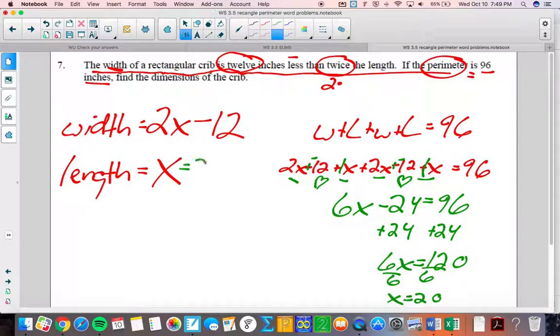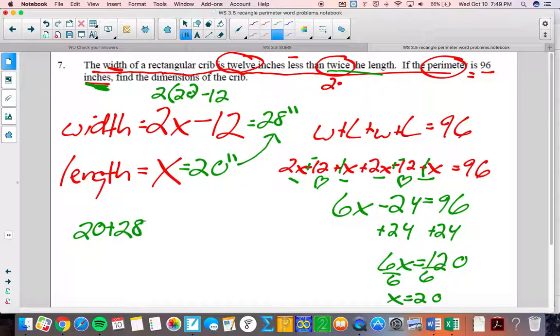Let's plug it back in. The length is 20 inches, right? 20 inches. What's the width? Well, take 2 times x, which is 20, and subtract 12. So you get 40 minus 12 is 28. 28 inches. So let's see here. If you take double the length, which would be 40, and then subtract 12, you should get 28. Yeah, you do. So that works. Now the question is, does this actually make a perimeter of 96?